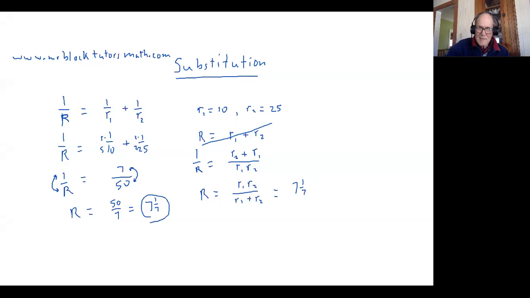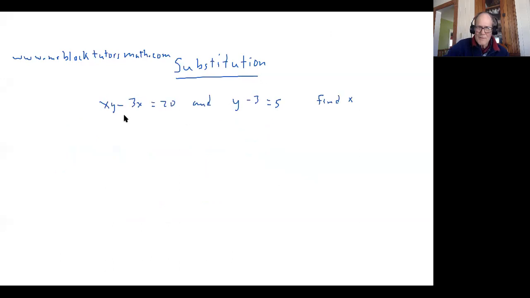Now let's look at something a little bit more than just simple substitution. At first, this problem looks like a 2 equations, 2 variables problem, which is where substitution is very useful. But actually, it's kind of a fake problem, because if I add the 3 to both sides, I get y equals 8, and then I simply substitute my 8 into y, and I end up with 8x minus 3x equals 20, and you can see x would be 4.